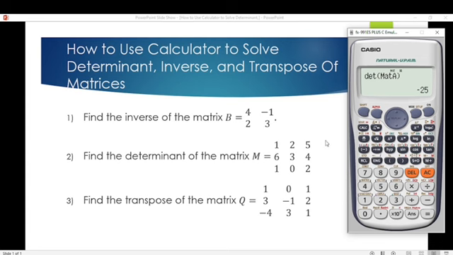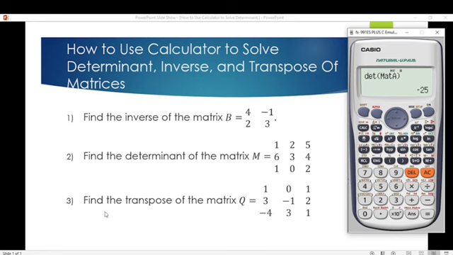Negative 25. When we solve it manually, we will still arrive at what? The same answer, negative 25. So we can see that our calculator can really help us to reach an answer so easily and so simply. So let's go to our last question, which is what?